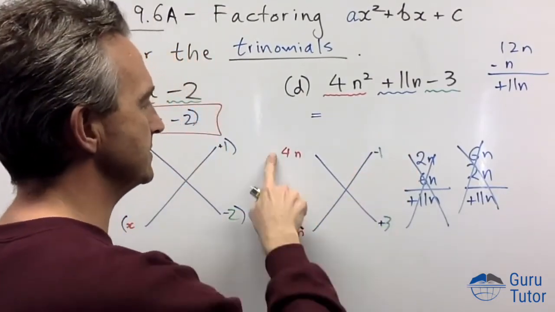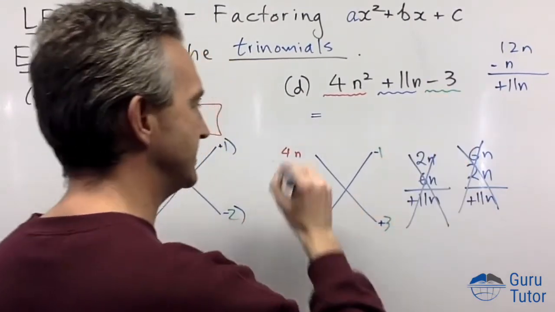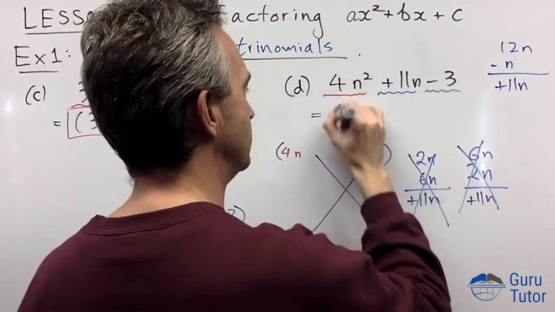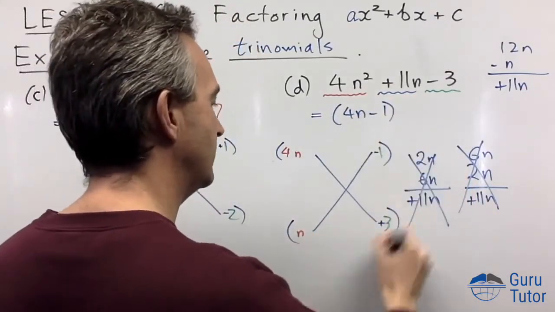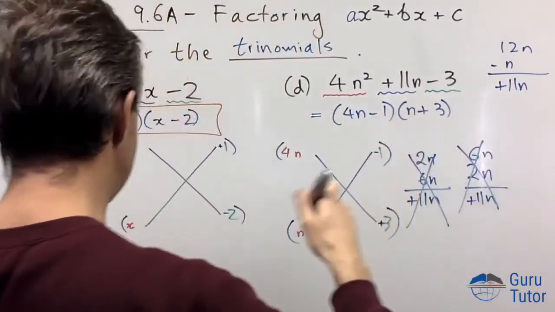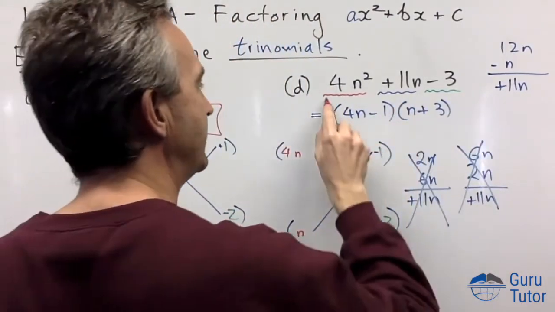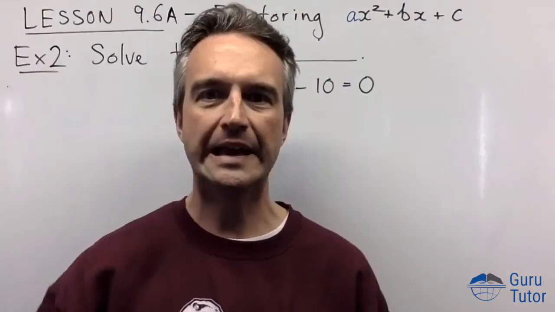Final check. That times that gives that. Yes. That times that gives that. Yes. We got it. 4n minus 1 times n plus 3. And the order can be reversed. It doesn't matter, okay? And there we have it for D. Pretty tricky stuff, right? And example 2.